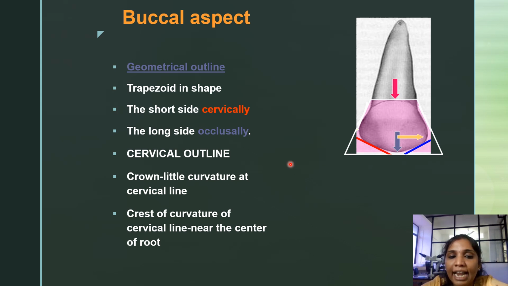And the cervical outline, that is the crown, shows a little curvature at the cervical line. Here is less curvature at the cervical line, and the crest of curvature of the cervical line is near the center of the root. Crest of curvature means the maximum curvature, that is seen near the center of the root. Here the cervical line is maximum curved at the center of the root.